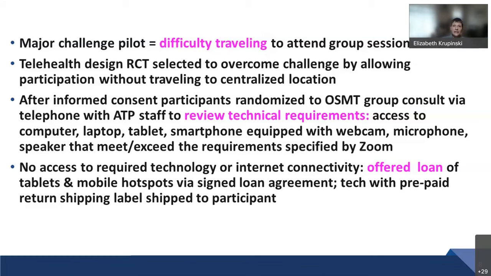When the patients did not have access to technology or internet connectivity, they were offered loans using a signed agreement, or they had access to or increased phone access provided to them. And there was a prepaid shipping label to ship it out to the patients, and then they sent it back. Next slide.